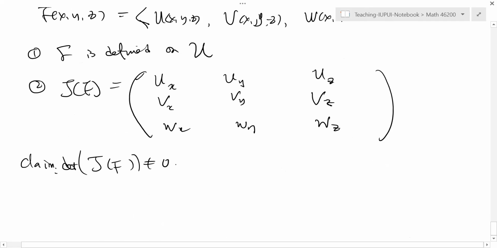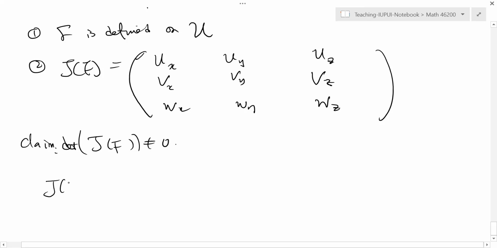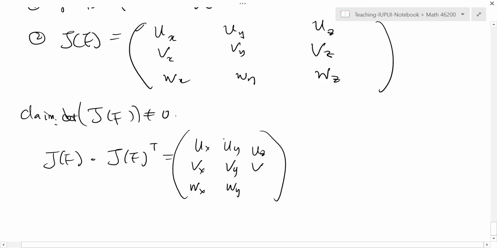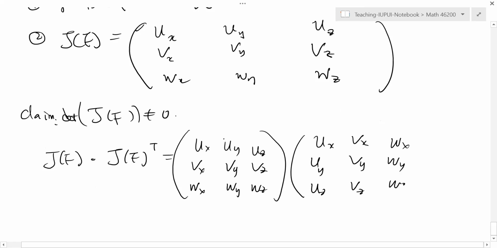So I can even show you what the determinant is. It's linear algebra: the Jacobian matrix times the transpose of that. So it's ux, vx, wx, uy, vy, wy, uz, vz, wz, and the transpose is going to be ux, uy, uz, vx, vy, vz, wx, wy, wz. Let's multiply them out.